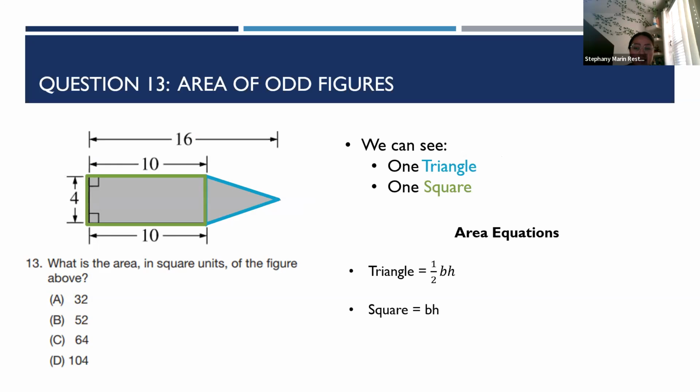And one square. And the area equations for these two shapes are: a triangle is equal to half the base times the height, and a square is the base times the height.